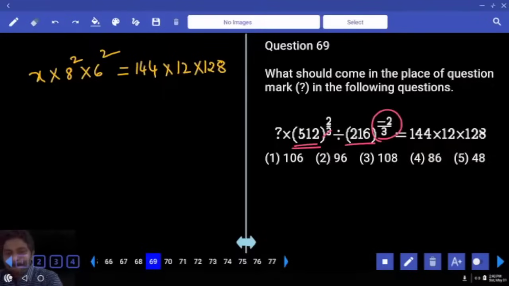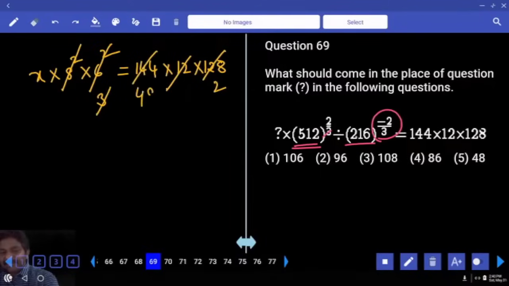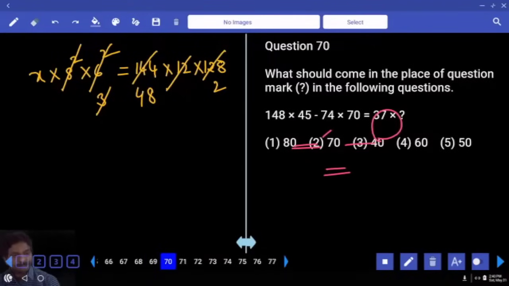Is that okay? Right. What is 6 square? 12 how many times? 3 times. Got it? What is 8 square? 64 2 times. Done? 3. 4 times. 8 times. 48 2 times. 96. Is it okay?